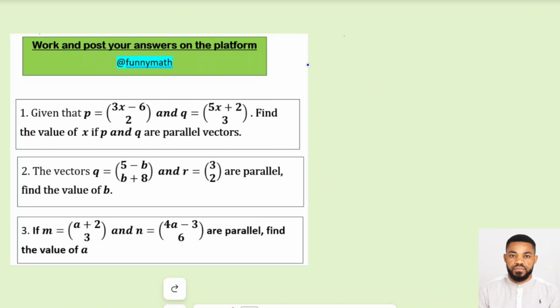Now let's answer the question that some of you couldn't answer yesterday on the platform. This is not a difficult question, or these are not difficult questions. We are using the idea of paravectors. Have you seen? So let's get our first one.